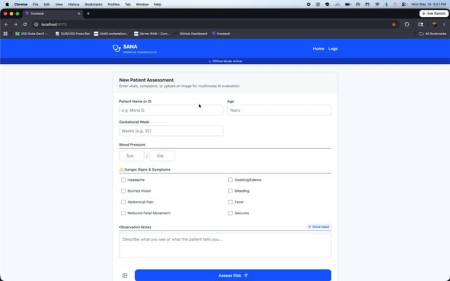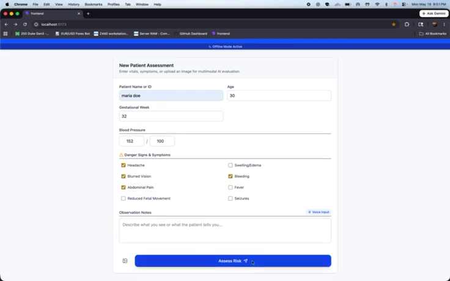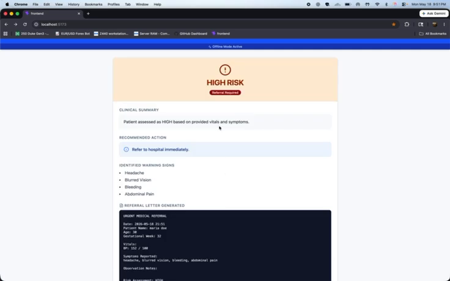So let's start a new assessment on the page. First, we enter the name, which needs to be done by the health worker. Next, we enter the age, then weeks of pregnancy. In this case, the patient reported a blood pressure of 152/100. Symptoms also include headache, blurred vision, bleeding, and abdominal pain. Once the health worker clicks on assess risk, we can see there is a high risk given to us by the system.